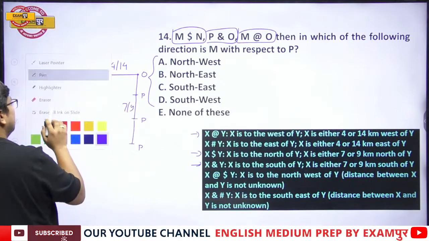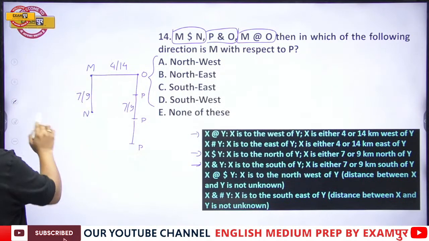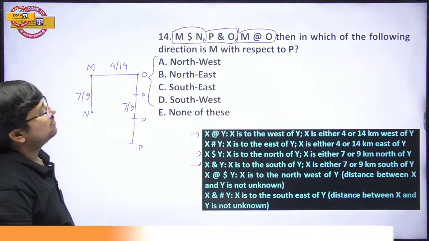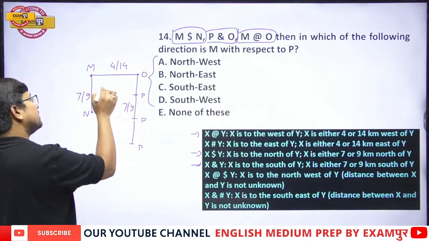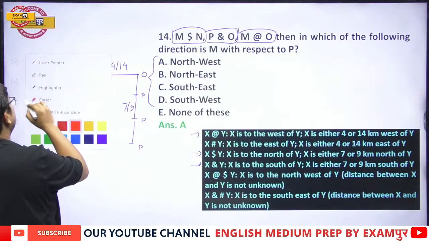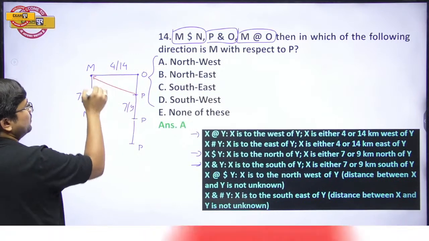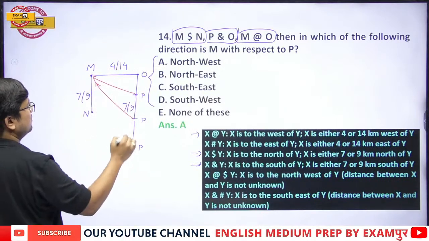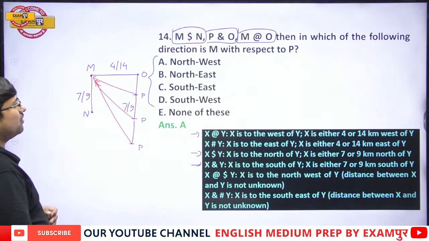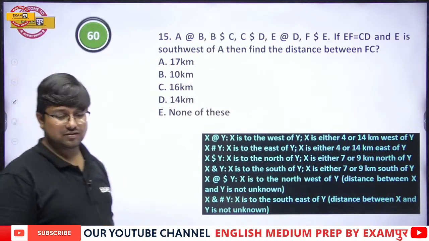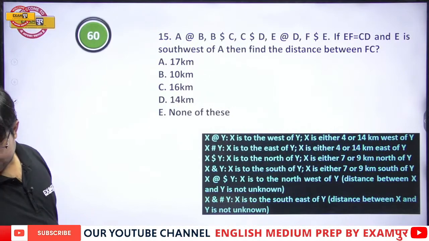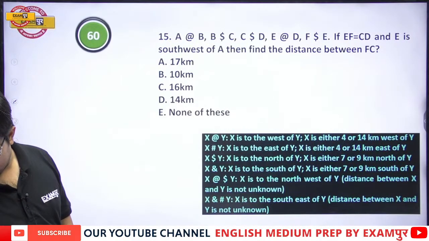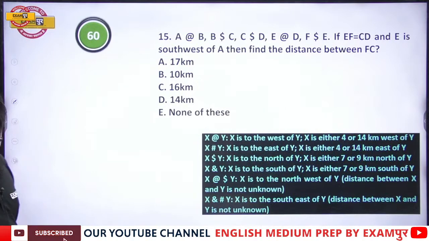Now see, what is being asked? That is the point. In which of the following direction is M with respect to P? M with respect to P is in any case northwest. Alright, and therefore that is the right answer. Clear everyone? Clear everybody? Fine. Now moving ahead. Here we go.